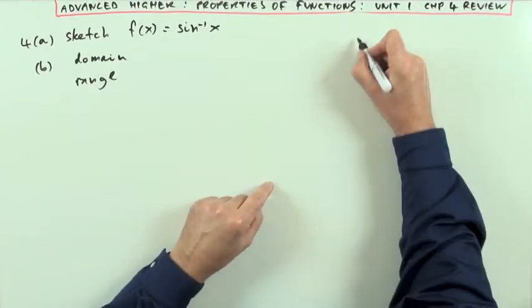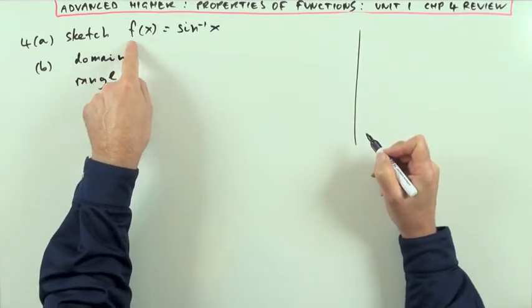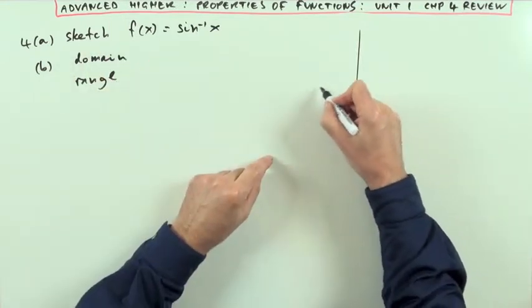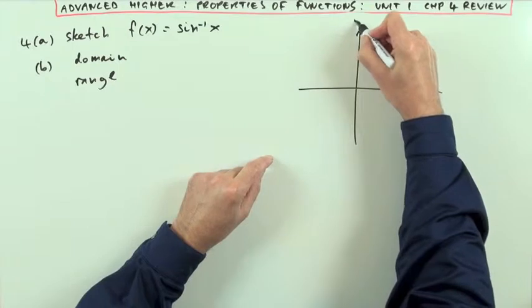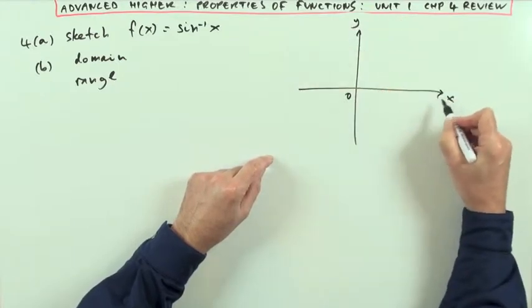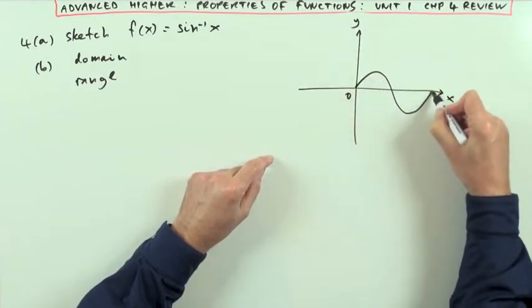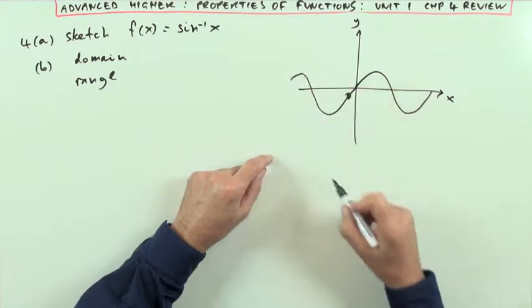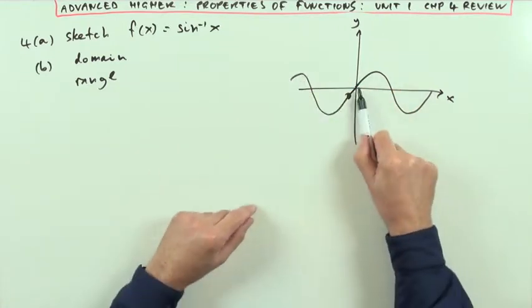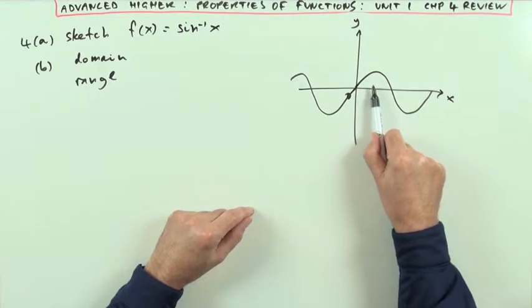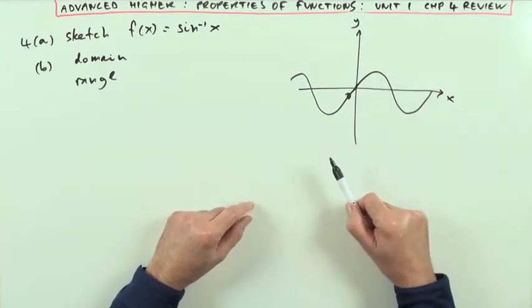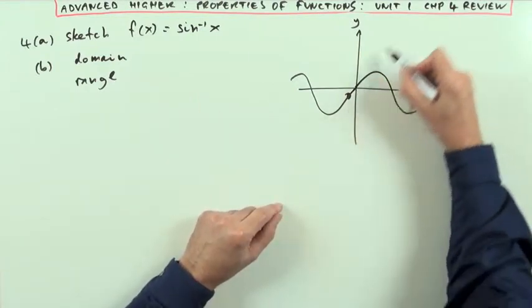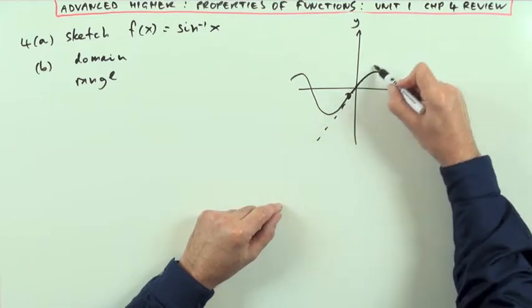Inverse sine function. It says sketch a function, and that's important, a function. Well, the original one would have looked like this. The sine graph would have been like this, going on forever. And as a function, it can go on forever, because for every single value of x, there's only the one value. Now, the inverse function should be that reflected in the line y equals x.